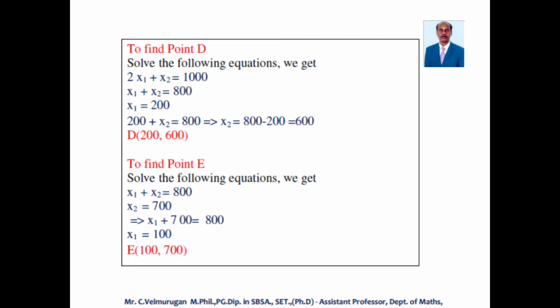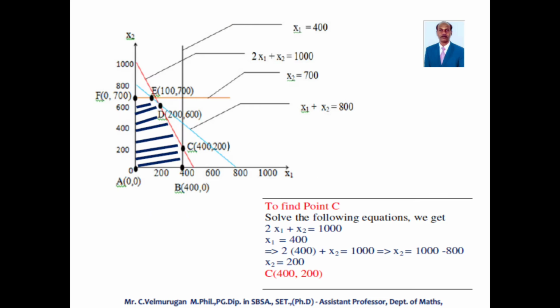Now we can apply x1 equal to 200 in an equation. We can choose any one of the equations. Here we choose the second one, not the first one, though if you want to, you can choose the first one. Applying x1 equal to 200 in the second equation, we get 200 plus x2 equal to 800. This implies x2 is equal to 800 minus 200, that is 600. So now we get the point D, 200 comma 600.